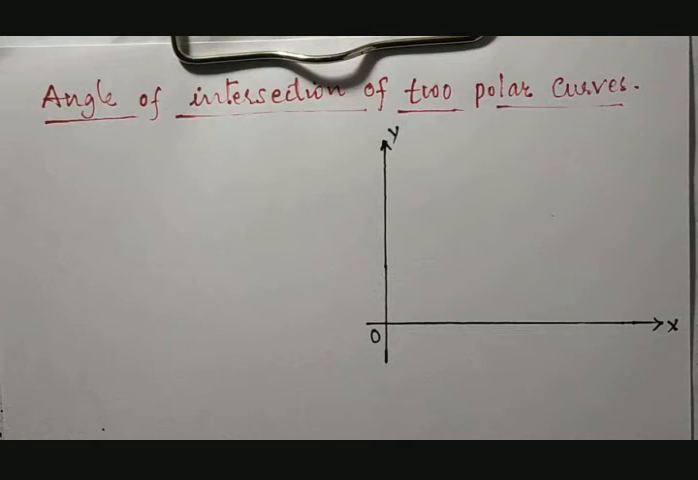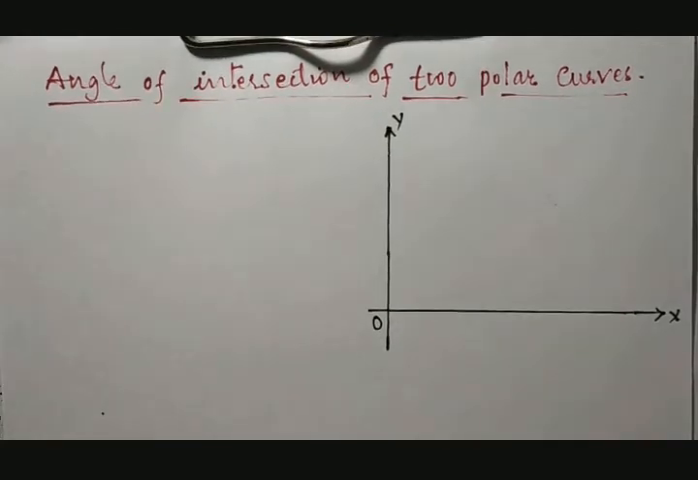In this session we are going to discuss one more derivation of finding angle of intersection of two polar curves. If you recall, in PUC you have studied angle of intersection of two straight lines. That concept is very much similar to intersection of two polar curves here. So what to do?